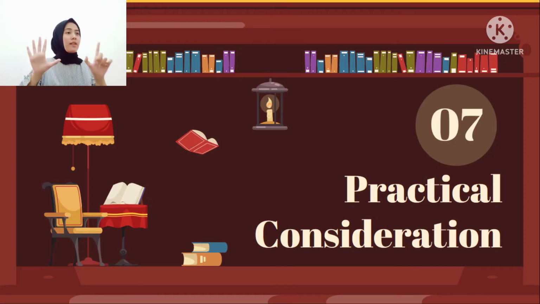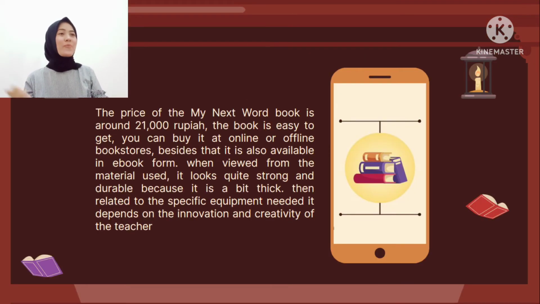Next, number 7, practical considerations. The price of the My Next Words workbook is around 21,000 rupiah, and the book is easy to get. You can buy it at an online or offline bookstore. Besides that, it is also available in ebook form. When viewed from the material used, it looks quite strong and durable because it is a bit thick. Then related to the specific equipment needed, it depends on the innovation and creativity of the teacher.